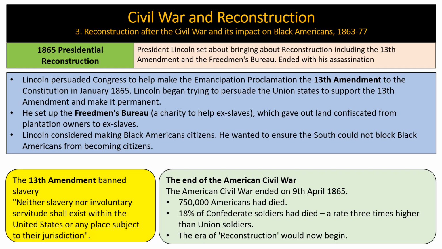So what Lincoln did is he made the Emancipation Proclamation permanent, and he got it into law, and that is a long-term impact that never went back on that. The African Americans were never slaves again.